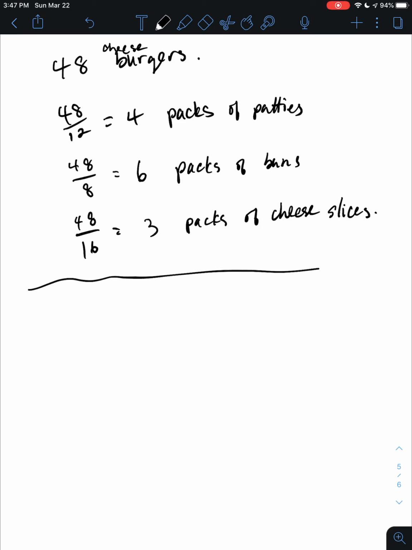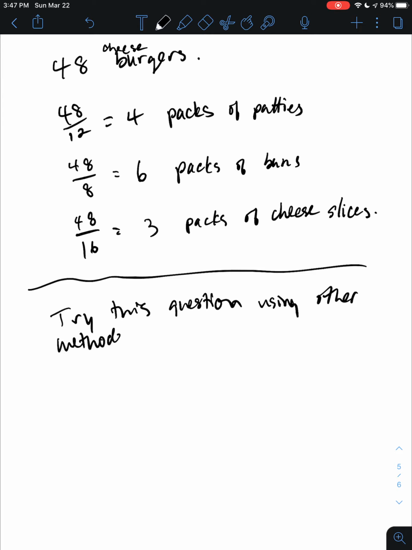I suggest that you try this question using other methods for LCM.